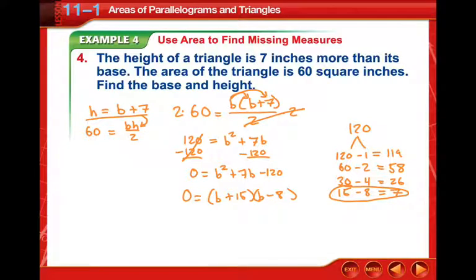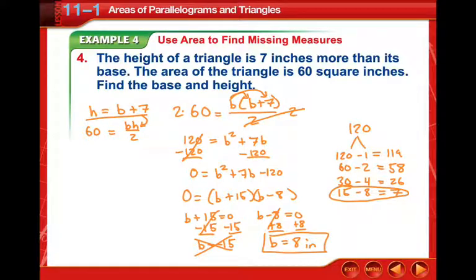So now we need to take our two factors and set them equal to 0. So b plus 15 equal to 0, and b minus 8 equal to 0. So we subtract 15 from both sides for the first one. Add 8 to both sides for the second one. So b is equal to a negative 15, or b is equal to a positive 8. Again, we're talking about a physical thing, so negative doesn't make any sense. So b equal to negative 15 doesn't make any sense. So b is 8. Our base is 8 inches.